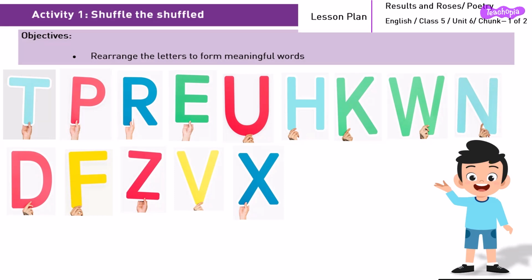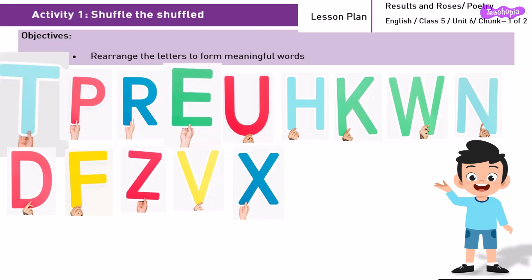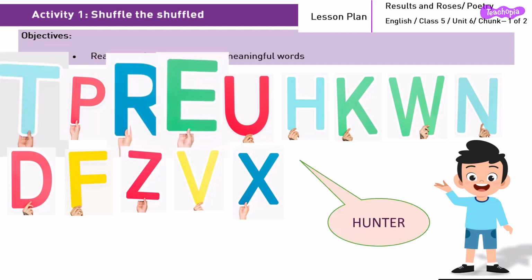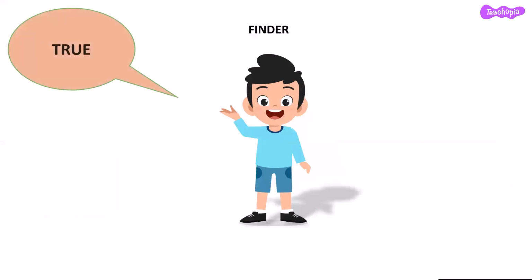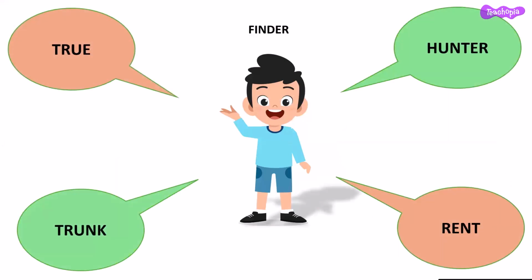So similarly, we can ask the children in our classrooms also to find a few more words. So the finder said that he was able to find now 4 words: true, trunk, rent, and hunter. And thank you to the teachers for your answers in the chat box. Ramabai teacher and Shakuntala ma'am are saying from free we can find went. Yes, exactly.